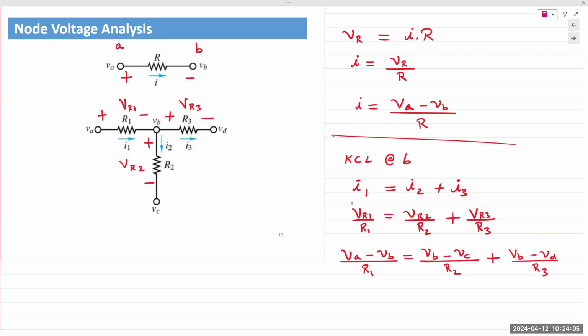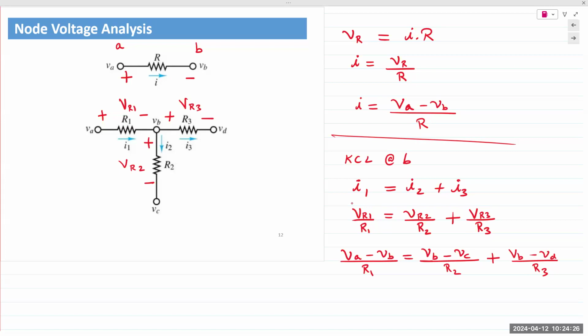Once we have the node voltages, we can find any resistor voltage we want. We already have VR1 as equal to VA minus VB. So once we have the values for VA and VB, we can find VR1. If we have VR1, we can find I1. Make sense to everyone? So the goal here is to minimize the work, right?